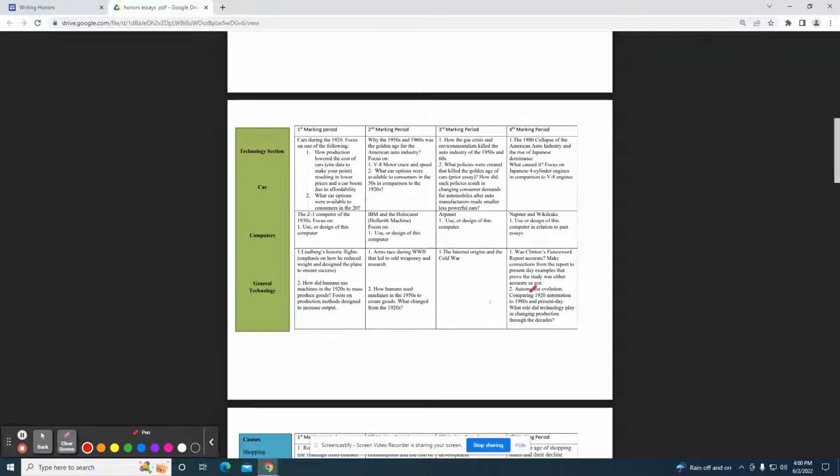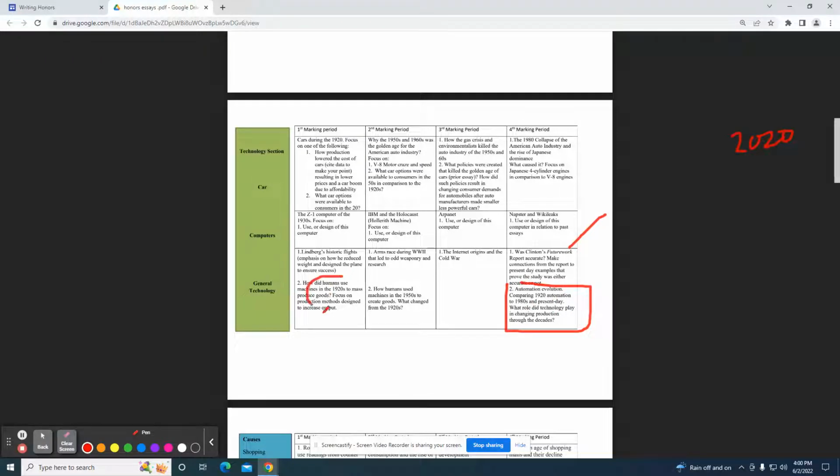If you are writing about general technology, you need to access Clinton's Future Work report. And you need to make a connection from the report to present day examples. So Future Work was written in the 90s and they made some predictions. So now here we are, 2020 and beyond, and you need to figure out whether or not those predictions that were made here were accurate or not.